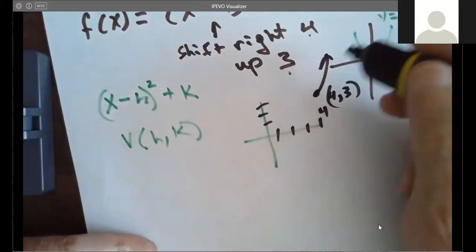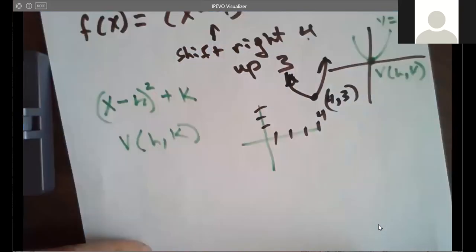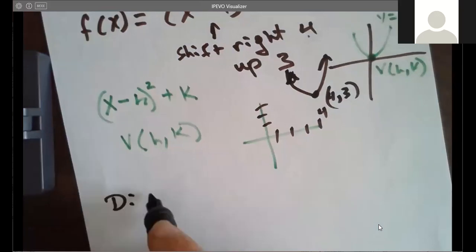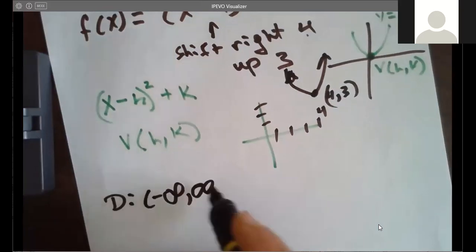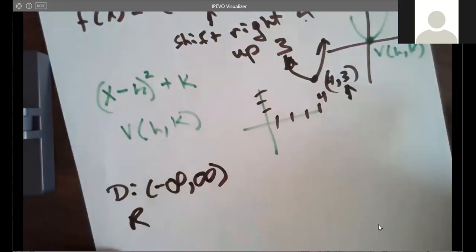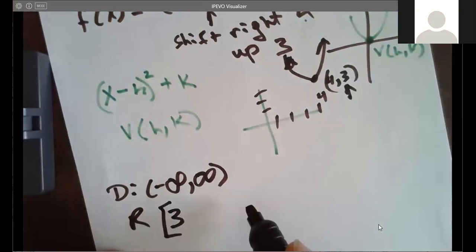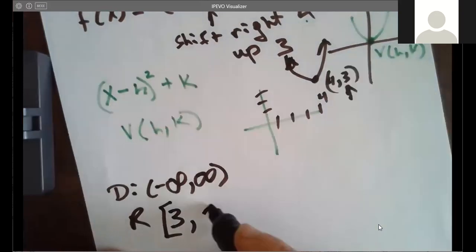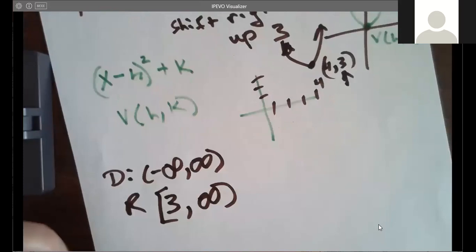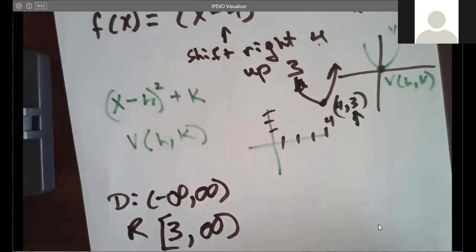Because it's positive, it opens up like that. The domain is always negative infinity to infinity. The range is always the y part of the vertex, or k. So that's going to be 3, and that's always closed. Because it opens up, it's going to go to infinity, like that. Okay, any questions with that? Alrighty, so let's continue on.